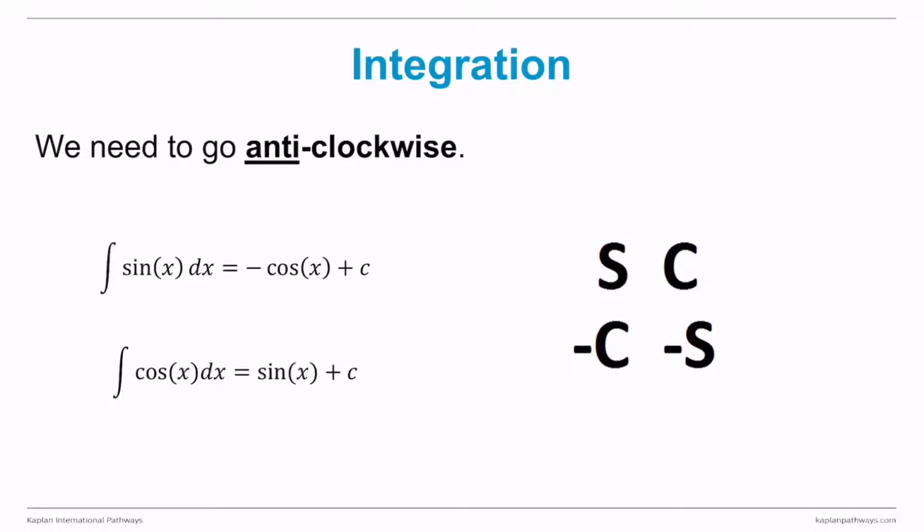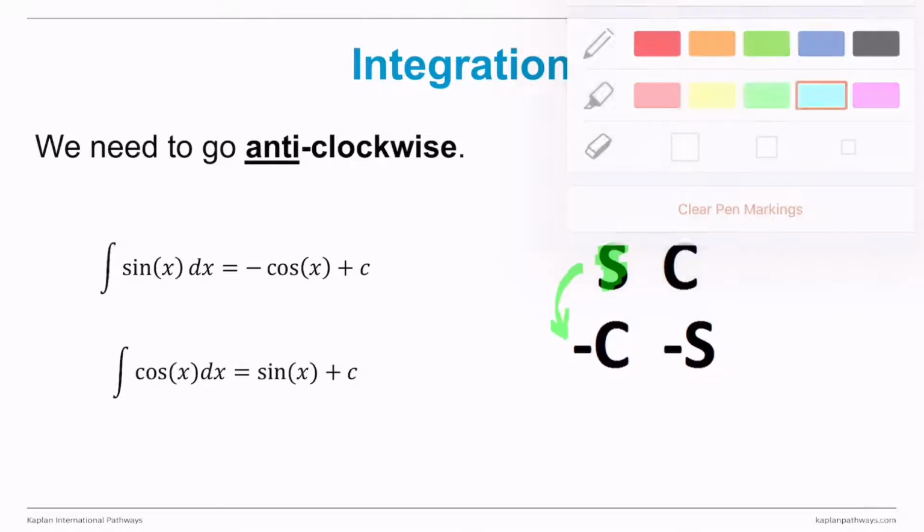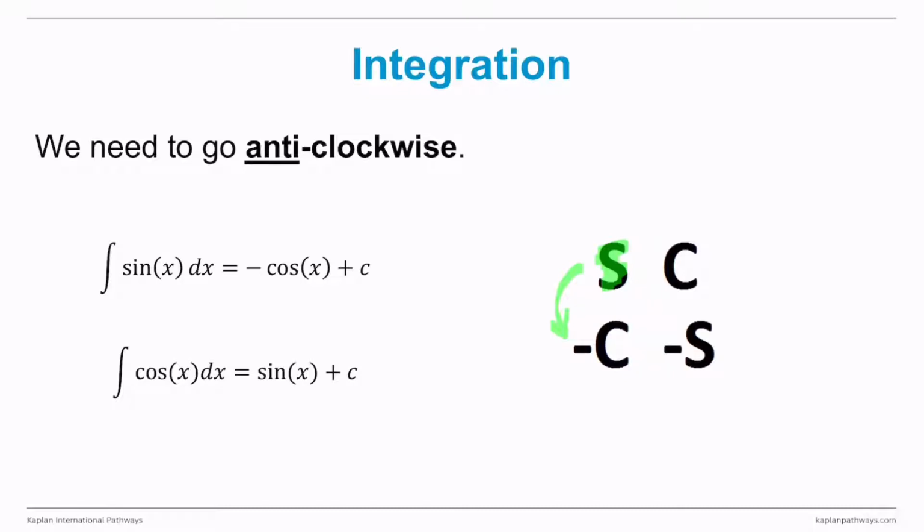This is just an example to show you the integration of the sine. This is the sine here. Integration of the sine is anti-clockwise, which is minus cosine x plus c. And the integration for the cosine anti-clockwise is sine. So integration of cosine x dx is sine x plus c, because it's indefinite integration, there is no limit in it.